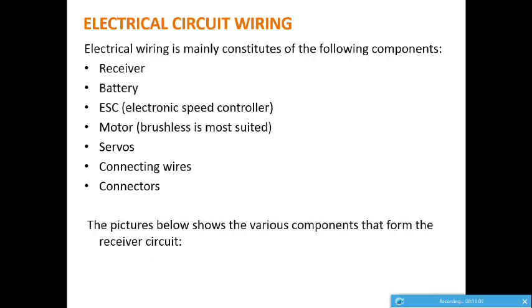Okay, so the next main part of the RC aircraft is the electronic wiring. The electric system of an RC aircraft consists of a battery, receiver, electronic speed controller (ESC), motor, which is a brushless one, servos, connecting wires, and some connectors such as bullet connectors, banana connectors, T connectors, and such others.